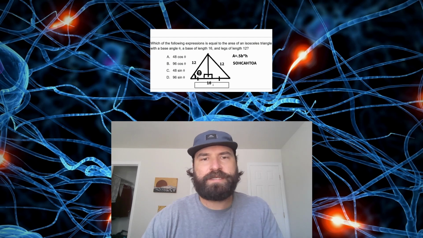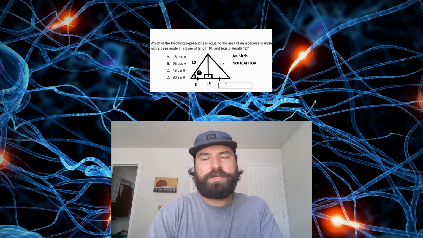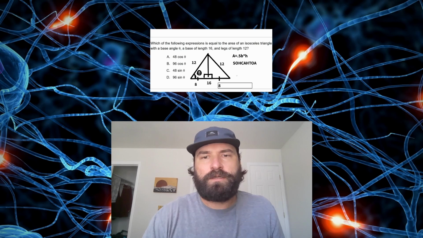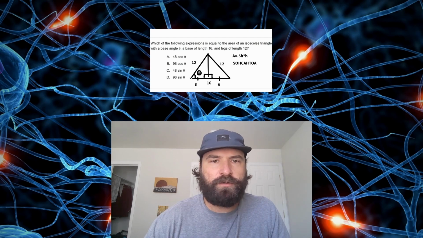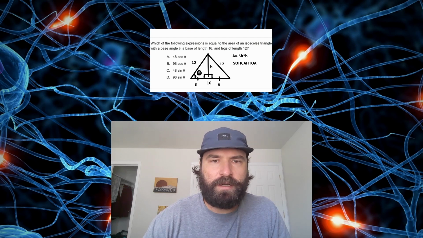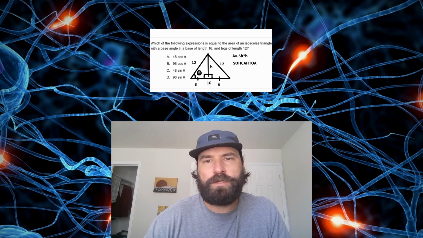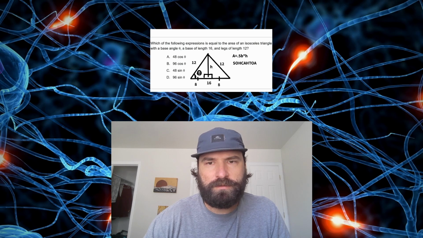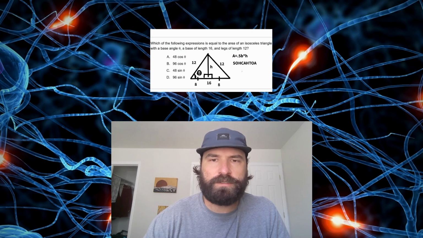So since the whole base is 16, we know that each of these pieces of the base is 8. And now we can use this little right triangle to come up with a way to represent the height. So the height here is opposite our theta. We also have a hypotenuse of 12 in the triangle. So we can use SOH CAH TOA to represent opposite as well as the hypotenuse.